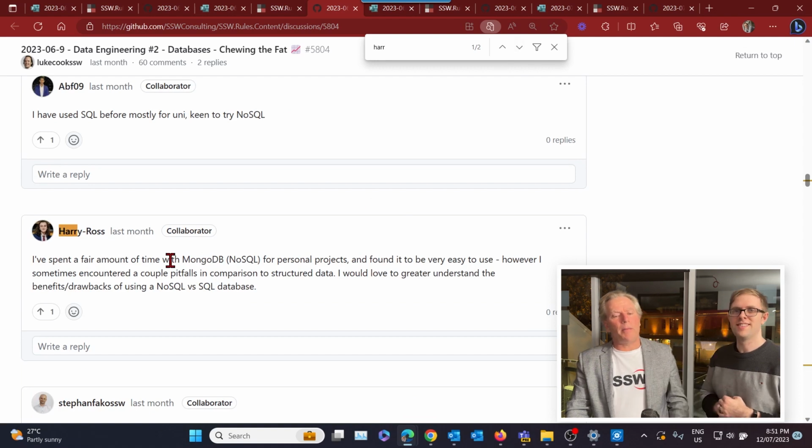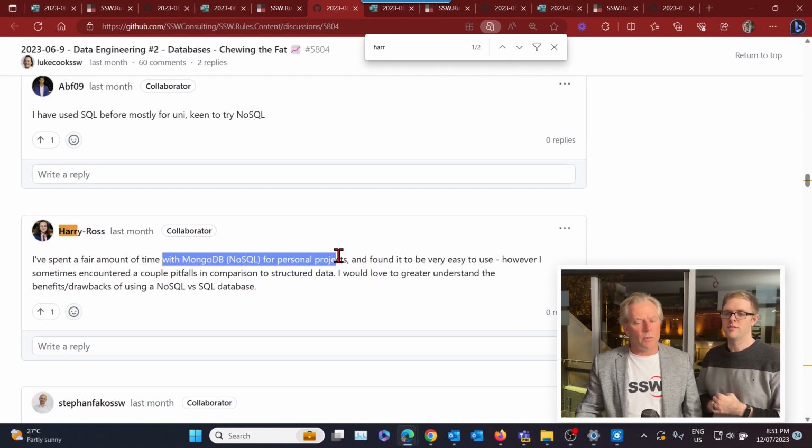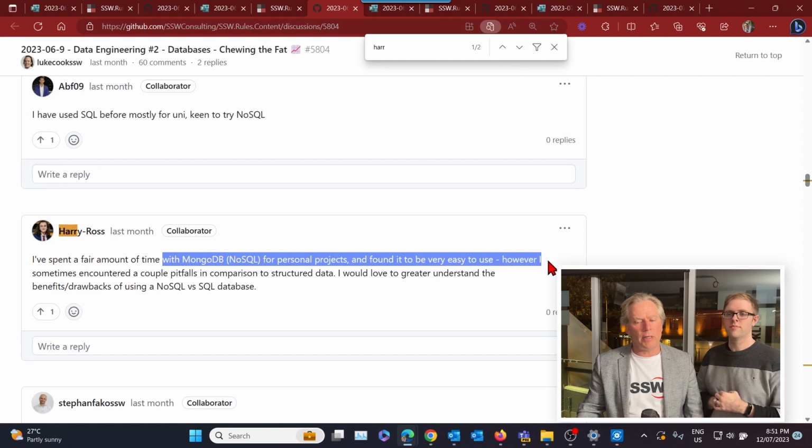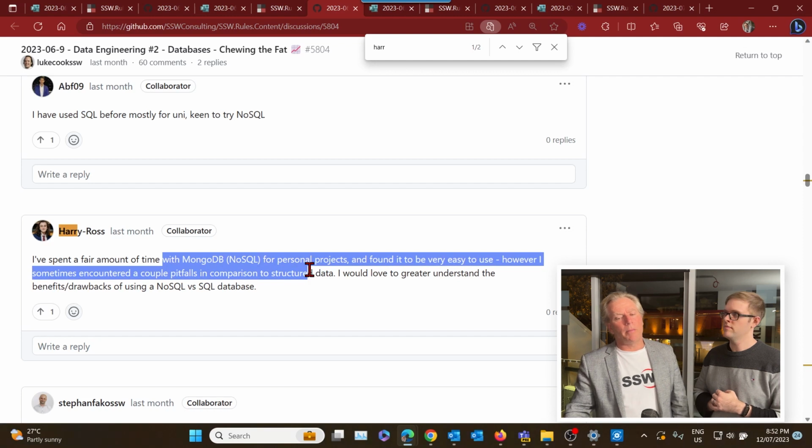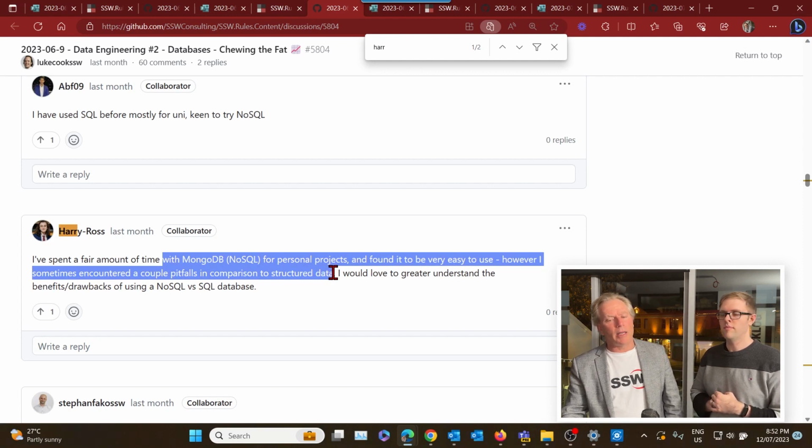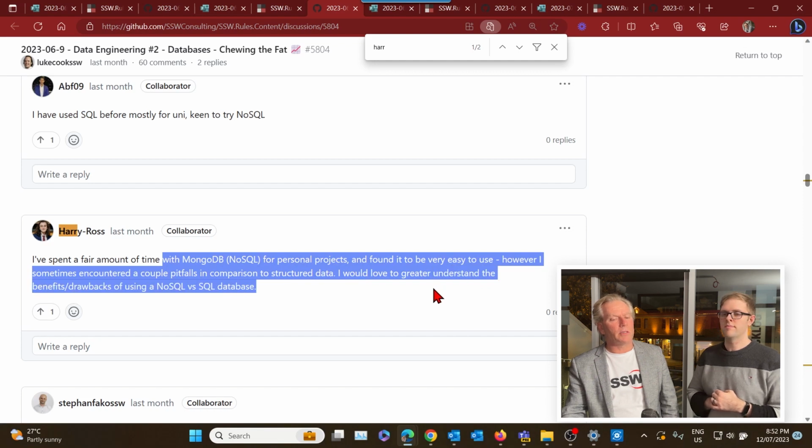There we go. I spent a fair bit of time with MongoDB, which is NoSQL, for personal projects and found it to be very easy to use. However, I sometimes encounter a couple of pitfalls in comparison to structured data. I'd love a greater understanding of the benefits and drawbacks of using NoSQL versus SQL.